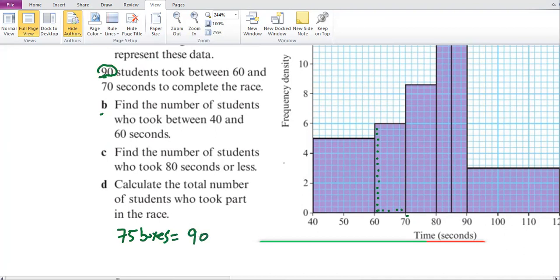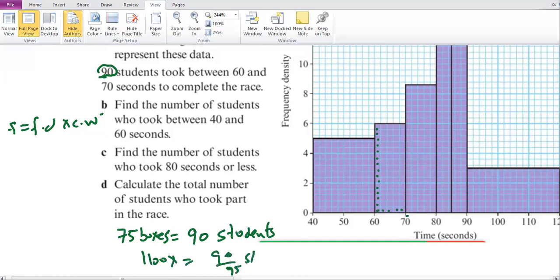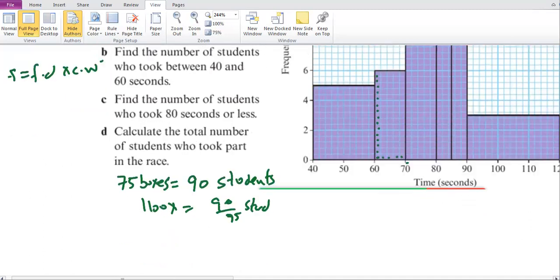What is on that side? On that side is frequency density. On the other side is class width, and frequency density multiplied by class width is always equal to frequency. That represents the number of students. So that is why we counted the number of boxes. So 75 boxes represent 90 students. So what about one box? One box will represent 90 over 75 students.